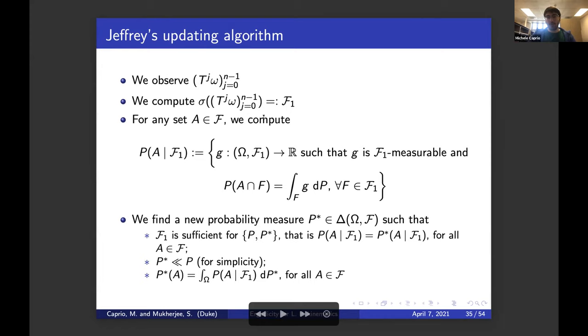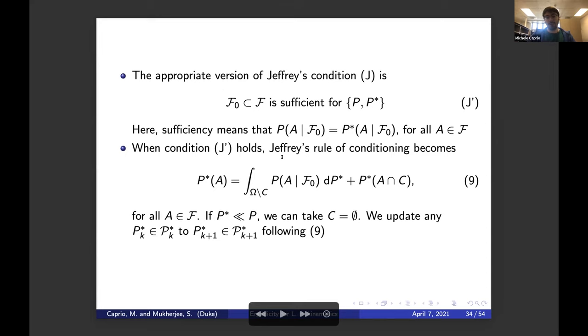We call it F1. Then for any set A in F, we compute the conditional probability of A given this sub-sigma algebra, that even though it's defined as a set, it's actually a singleton. So it's just one element. And therefore, this integral right here is well-defined. And then we find the new probability measure that is the posterior, such that basically everything that we require here for Jeffrey's equation 9 to hold actually holds.